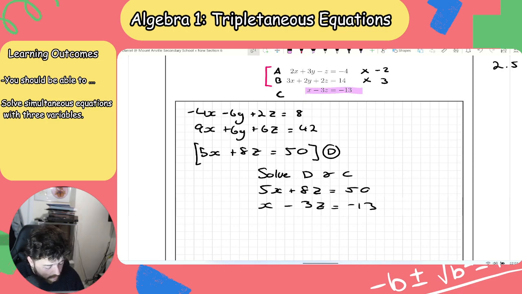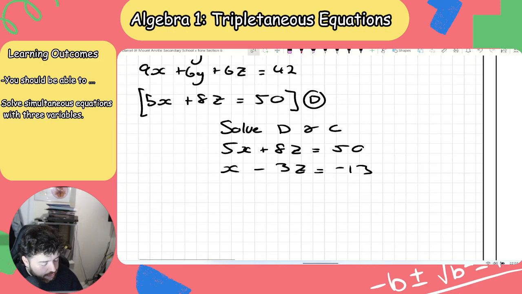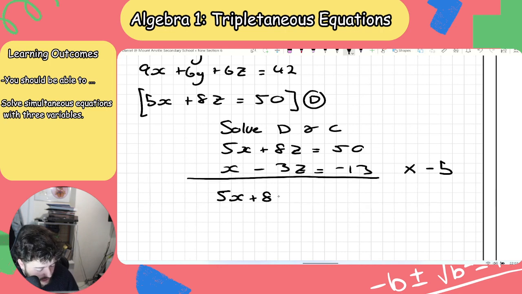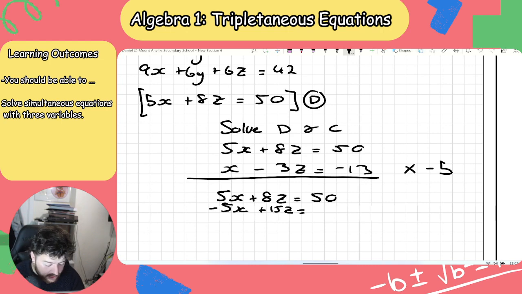Right. So I'm going to cancel out. Probably better off getting rid of the x's. So I'm going to multiply the bottom by -5 to get rid of my x's. So 5x plus 8z equals 50. Minus 5x, that's going to go to plus 15z. Minus 13 times minus 5 is 65. Add all up. 5x minus 5x is 0. 8z plus 15z is 23z.